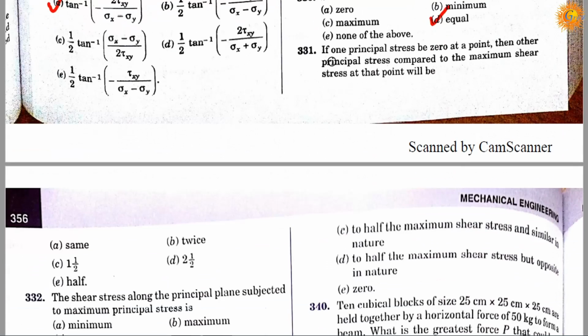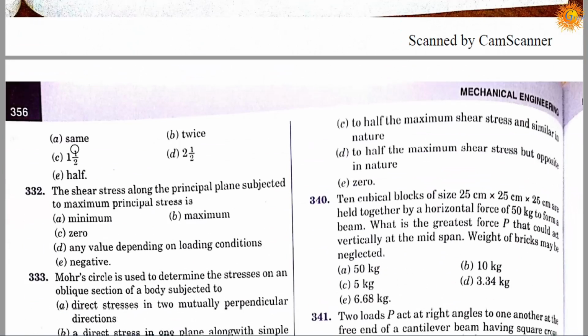331. If one principal stress be 0 at a point, then the other principal stress compared to the maximum shear stress at that point will be: option A is the same, option B is twice, option C is 1.5, option D is 2.5, and option E is half. The correct answer is D, it will be 2 into half.